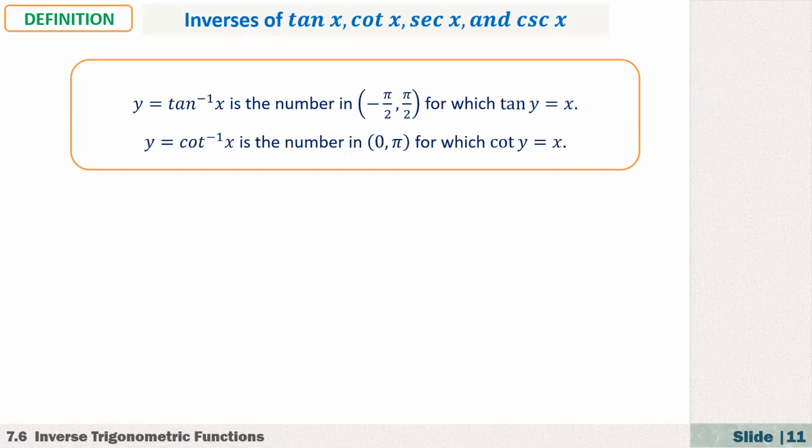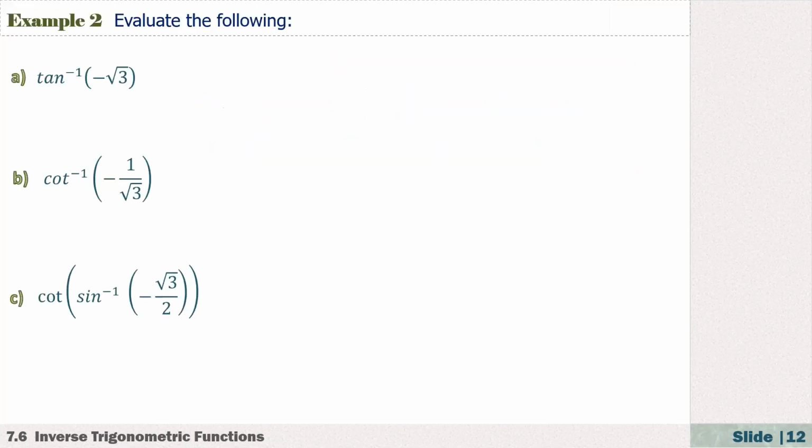Now, the inverses of tangent of x, cotangent of x, secant of x, and cosecant of x. Here, y equals tangent inverse of x is the number in the interval from minus pi over 2 to pi over 2 for which tangent of y is equal to x. And y equals cotangent inverse of x is the number in the interval from 0 to pi for which cotangent of y is equal to x.